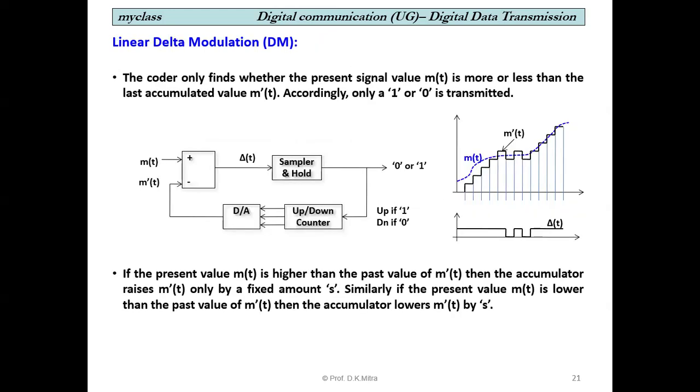Next, our lesson will be linear delta modulation. This is the third type of source coding, but that we shall discuss in the next lecture. Okay.